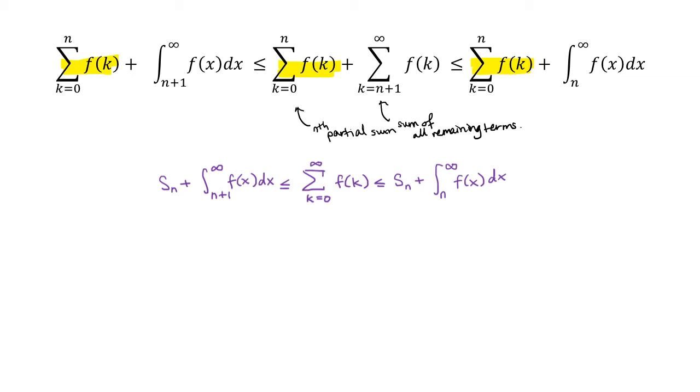this integral from n to infinity of f of x dx, and it's going to be more than the nth partial sum plus the integral from n plus 1 to infinity of f of x dx. Notice here, I had sort of carelessly written that all of these inequalities are less than or equal to, and it's not incorrect, but they are strict inequalities here.